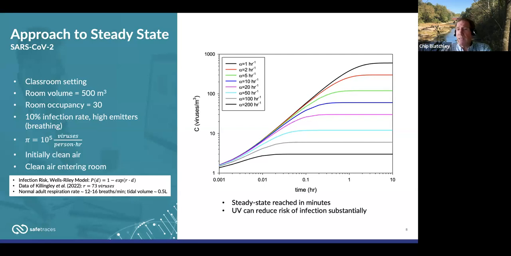Generally, what we observe in these things is that we're going to get to a steady state condition fairly quickly in a well-mixed room, and that UV, or the incorporation of UV, which is required to get to those large numbers of equivalent air changes per hour, can reduce the risk of infection substantially. If you could just advance, please, that'd be great.